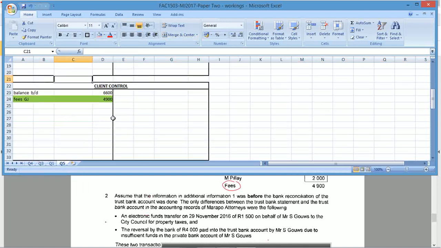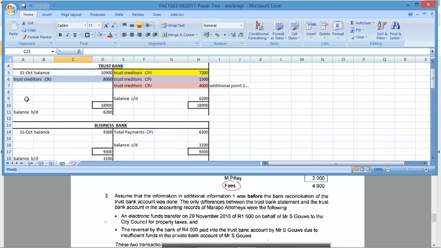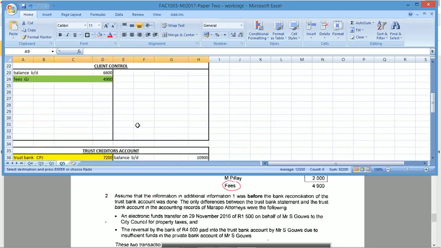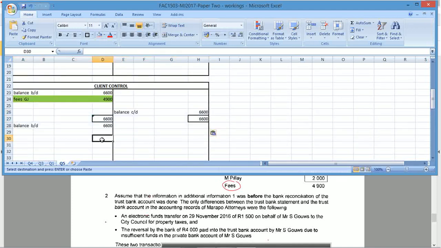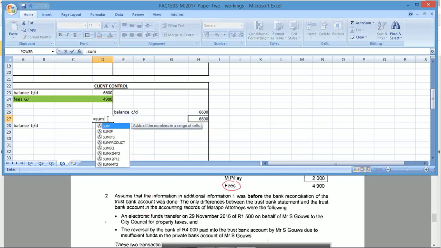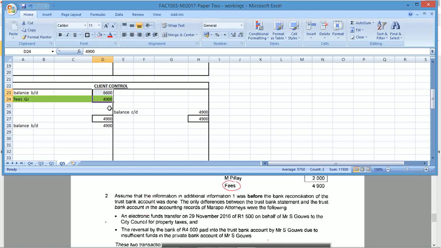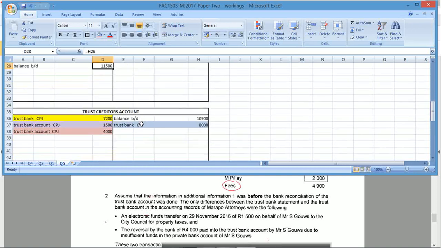Okay, client control, that's easy, you just add and subtract. Well, add and subtract nothing. There's nothing to add and subtract. So it equals the sum of those two figures. 11,500. Balance carried down, balance brought down. You don't have to show these. I'm just showing it just in case.